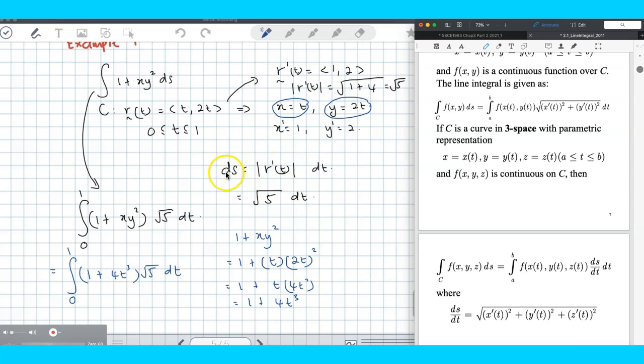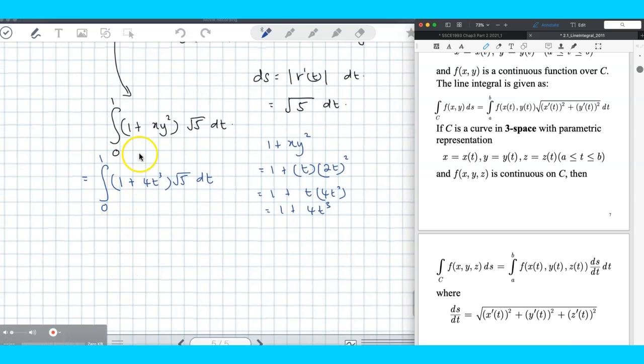Then you just plug in your new ds into your line integral. So now everything is in terms of t. After this, you can integrate as usual. So no more line integral. It's just a common single integration.